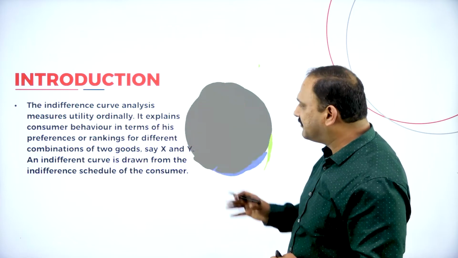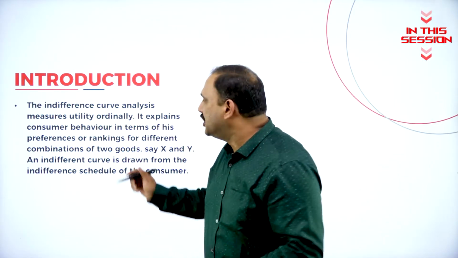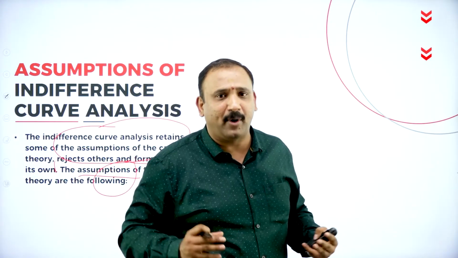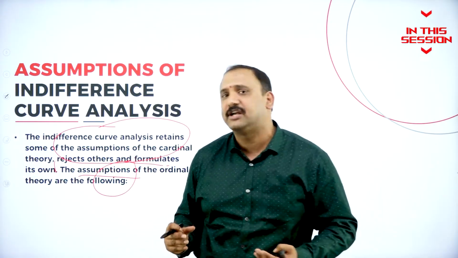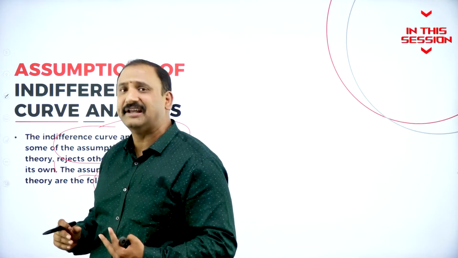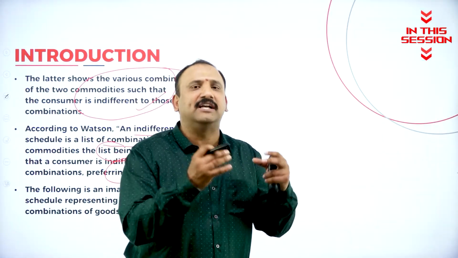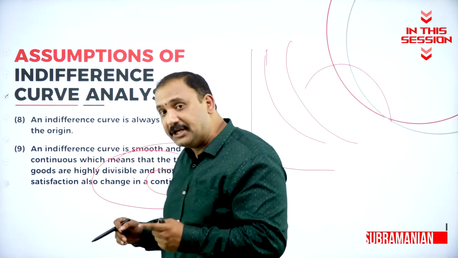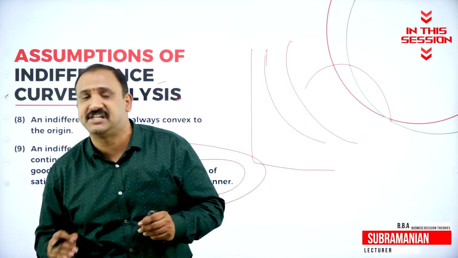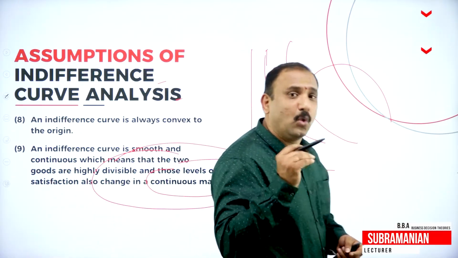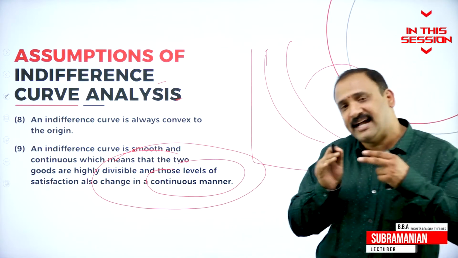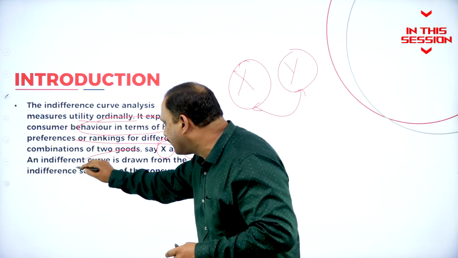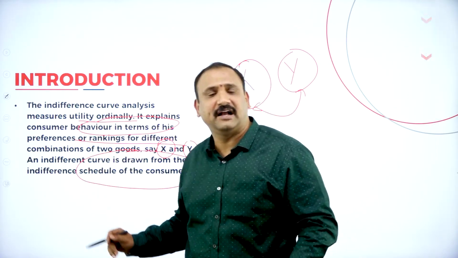The indifference curve analysis measures utility ordinally. Now, we had spoken enough about the philosophical factors in economy by using the ordinality. Why am I sticking myself to certain things on a priority basis? Consumer continues to remain a rational person, making his own choice with the relevant information that he has gathered throughout his life. An indifference curve is drawn from the indifference schedule of the customer.